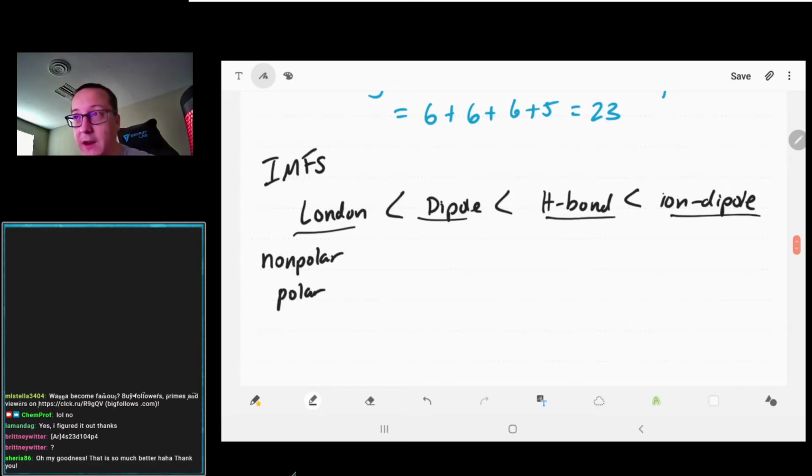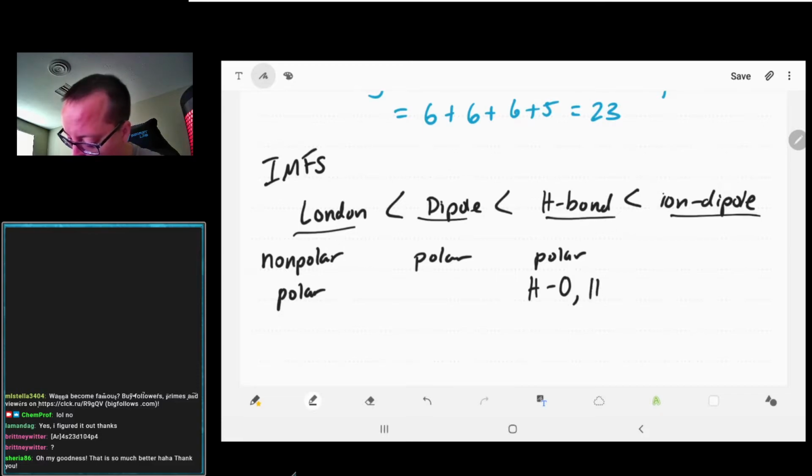If we want to think about what can undergo London dispersion forces, that's everything. Things that are polar, things that are nonpolar. Dipole-dipole interactions are for polar things only. Hydrogen bonds are polar things with H on oxygen, H on nitrogen, or H on fluorine. And then ion dipole would be something that is like a salt dissolved in water.